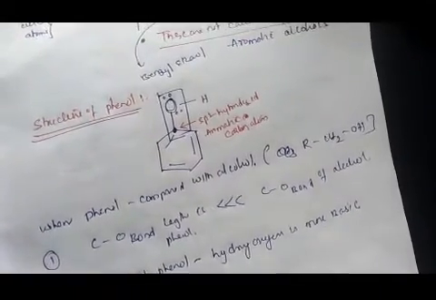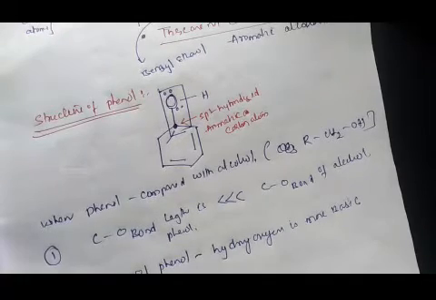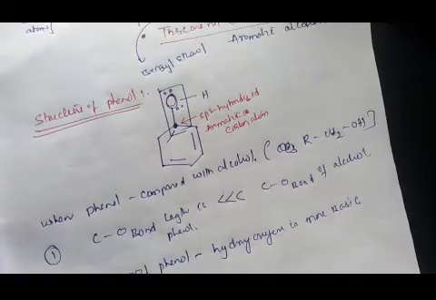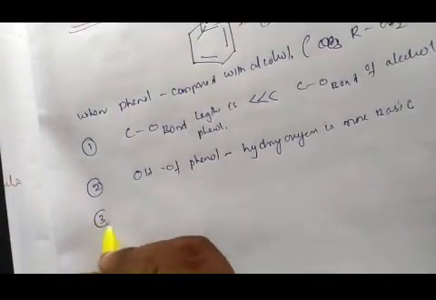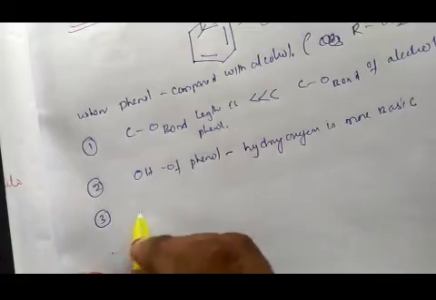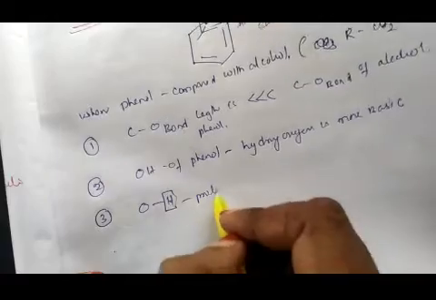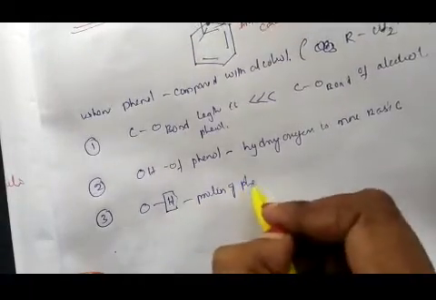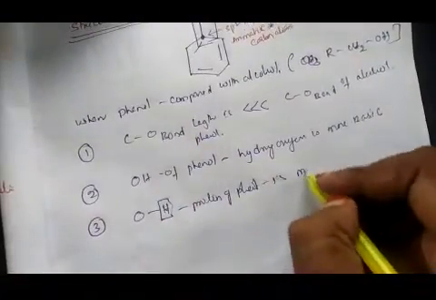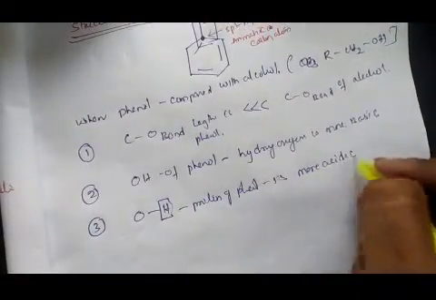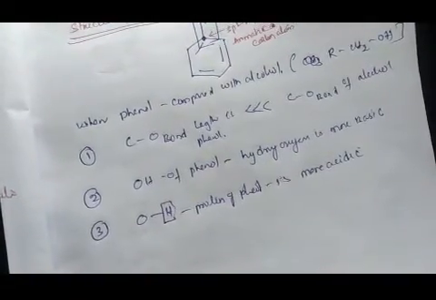When compared to the hydroxy oxygen of an alcohol, the hydroxy oxygen of a phenol is always more basic. And the third characteristic feature is the OH proton of phenol is more acidic, such that the H plus ion of a phenol is always more acidic than that of the alcohol.